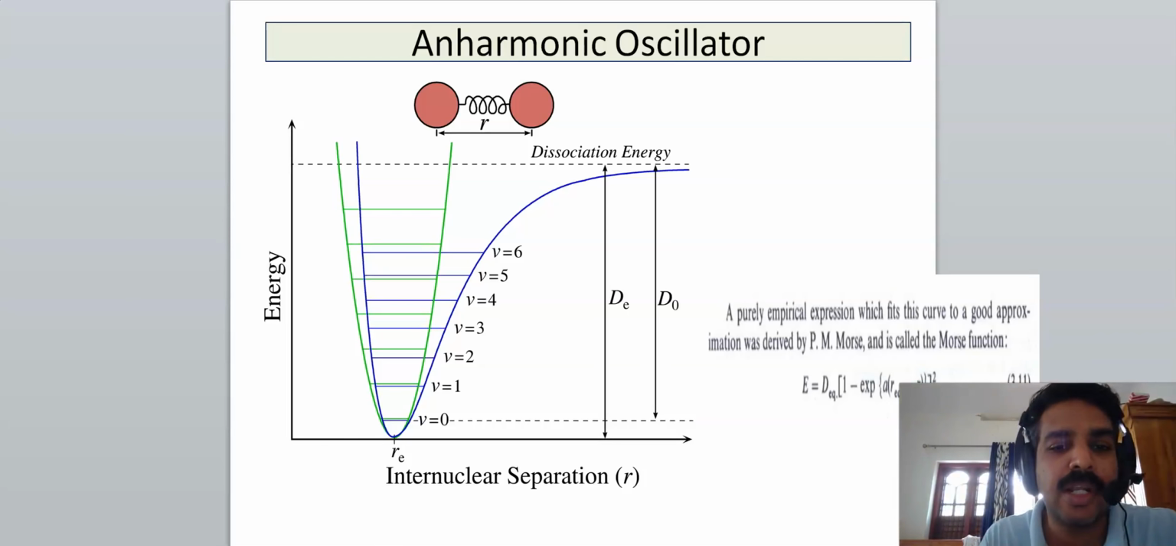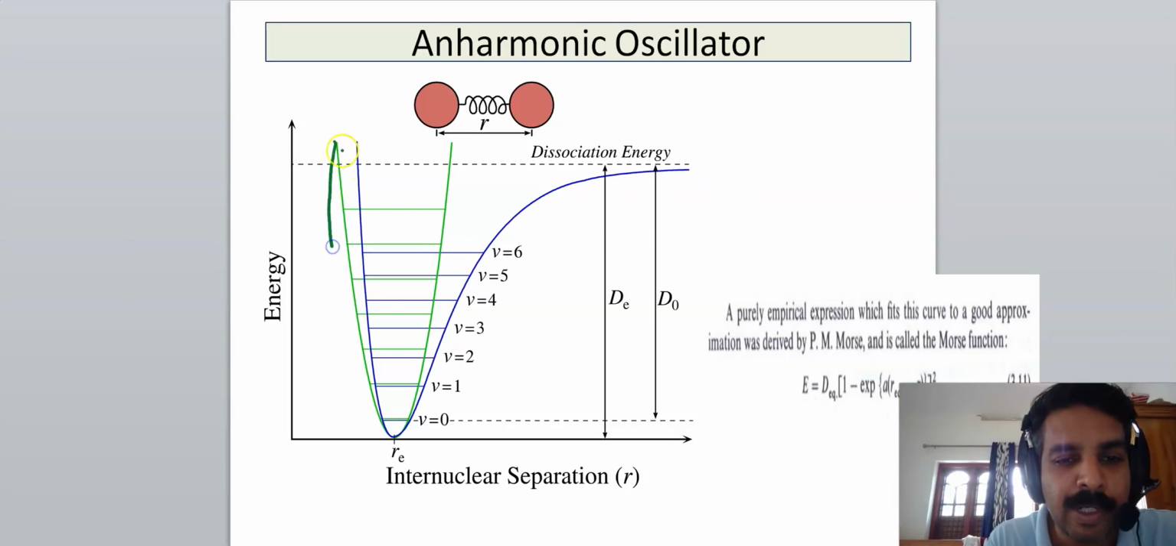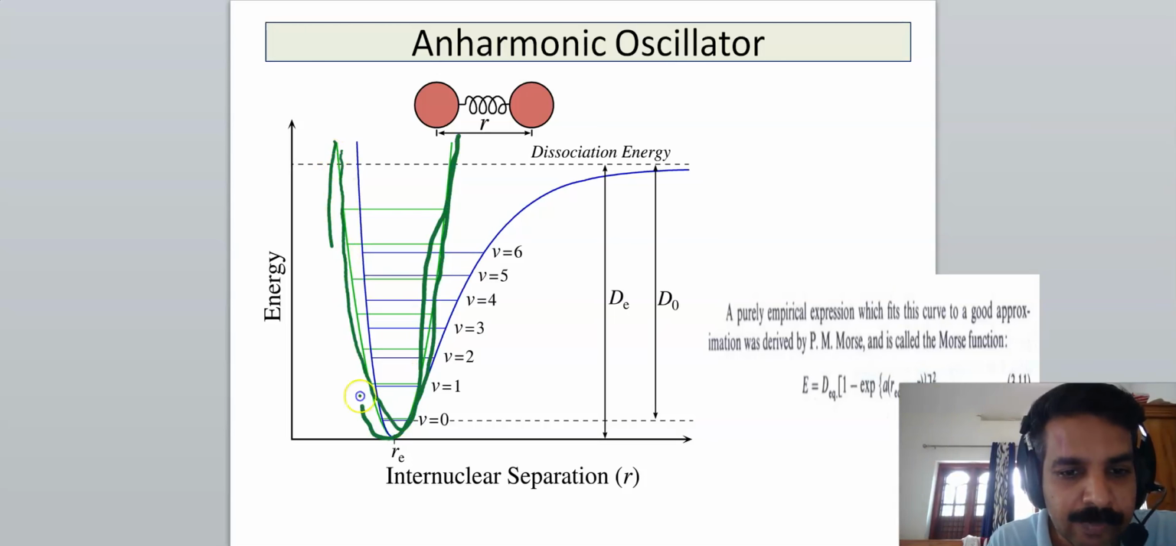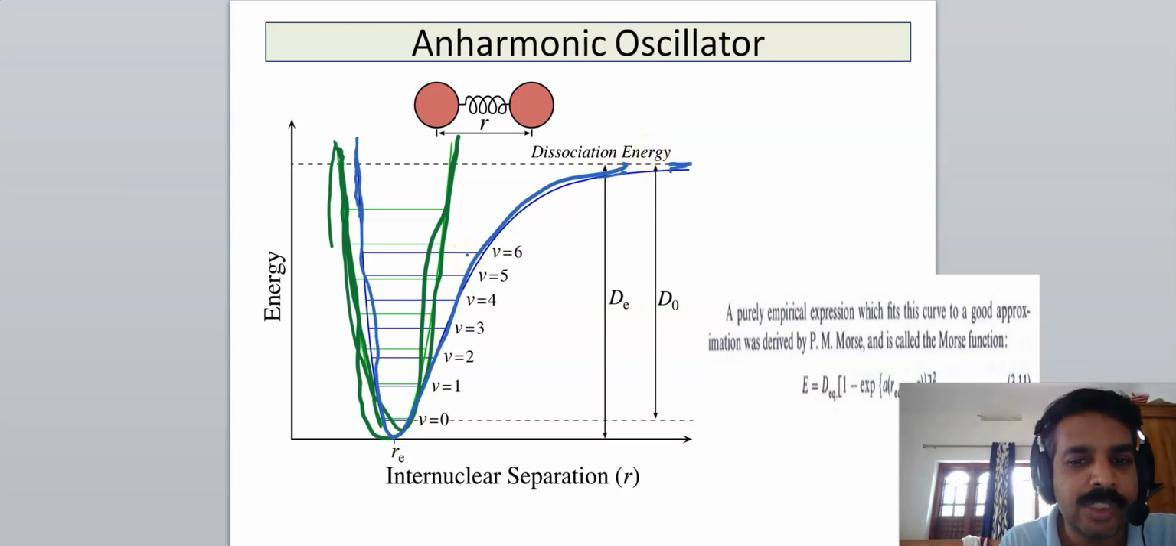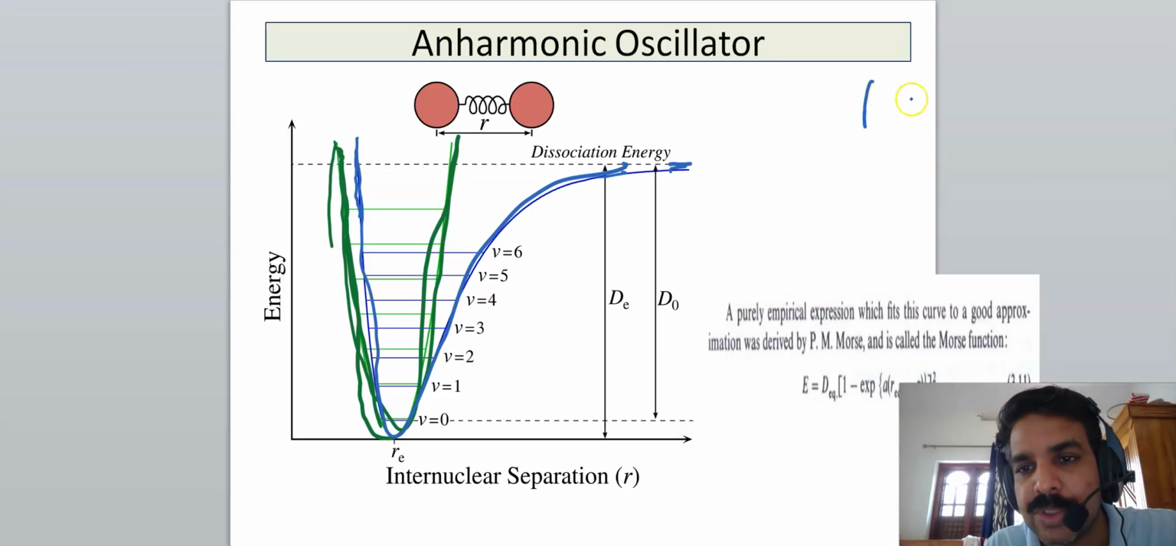So the potential energy diagram is not the parabola obtained in the case of a simple harmonic oscillator. This is the case of a simple harmonic oscillator, where we get a regular parabola. But in the case of an anharmonic oscillator, the diagram looks like this blue line. The equation for this type of potential energy diagram is given by Morse, and that is called the Morse potential.